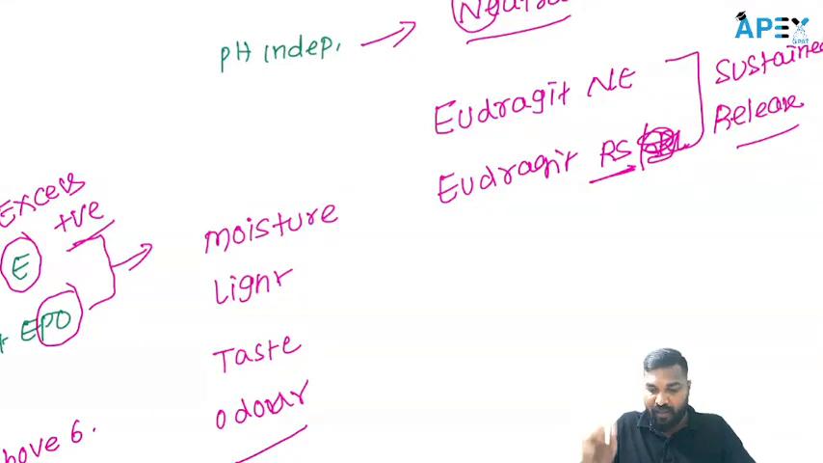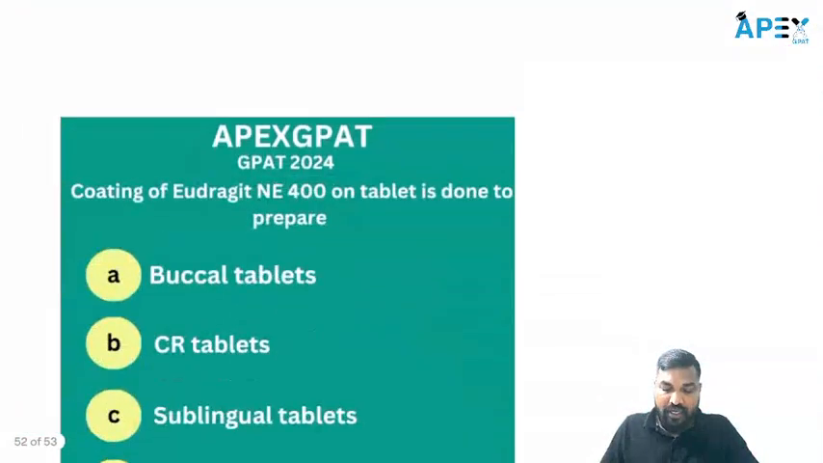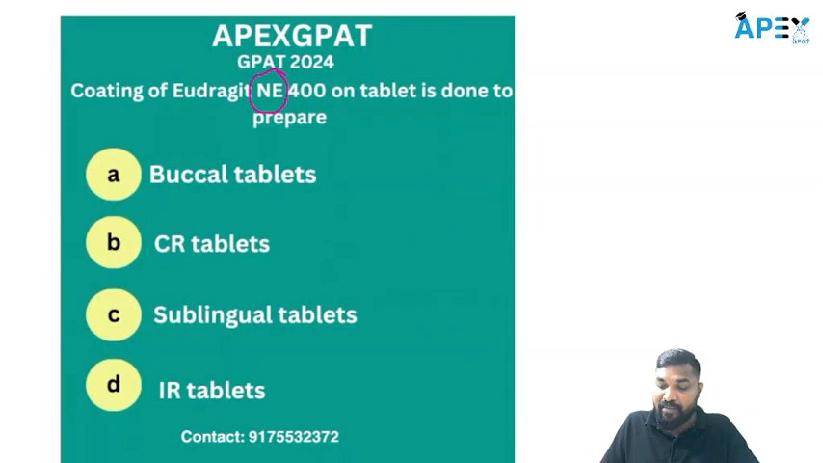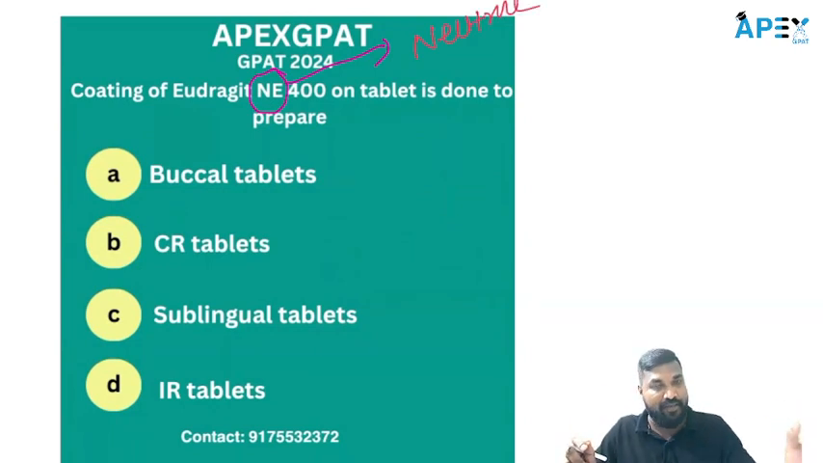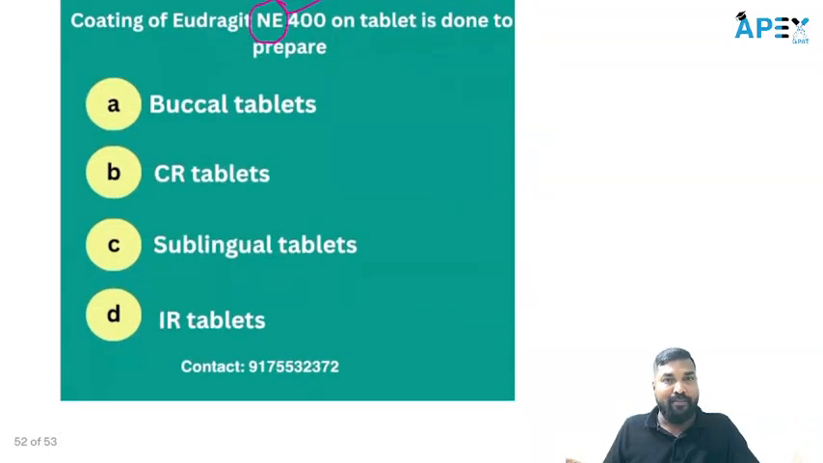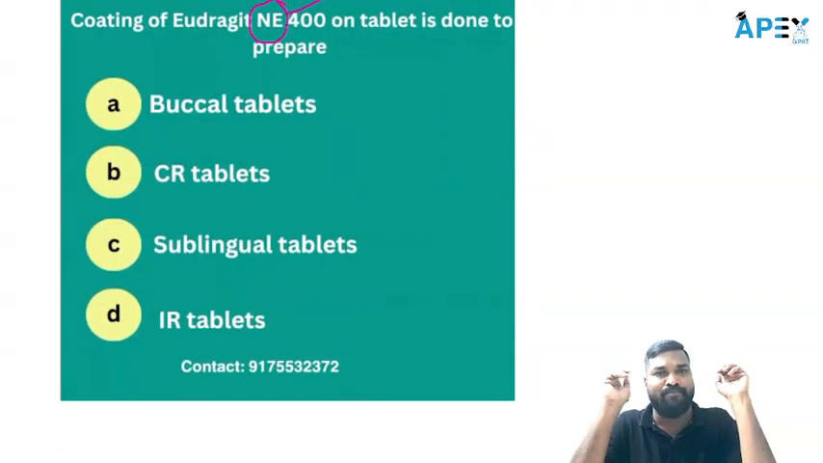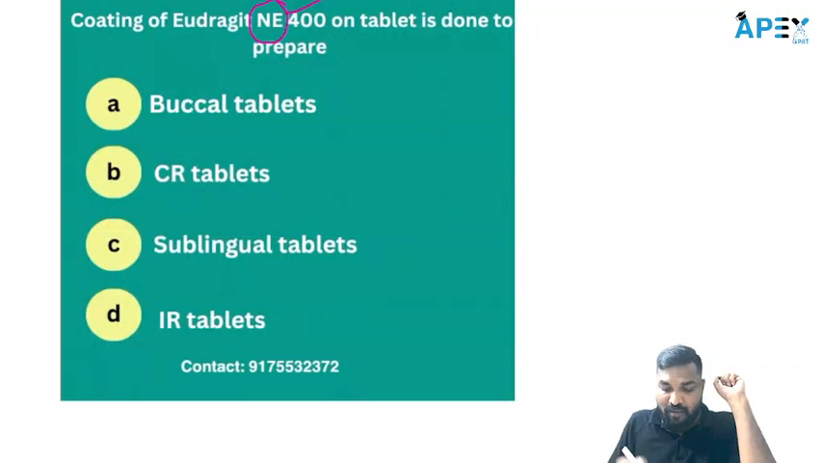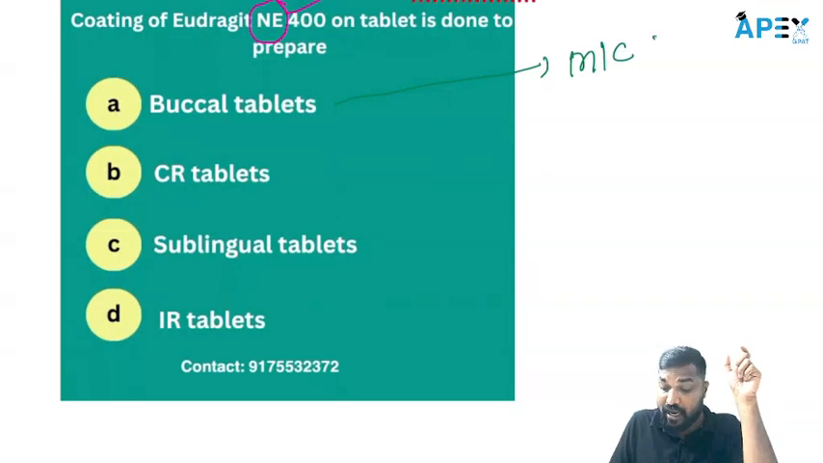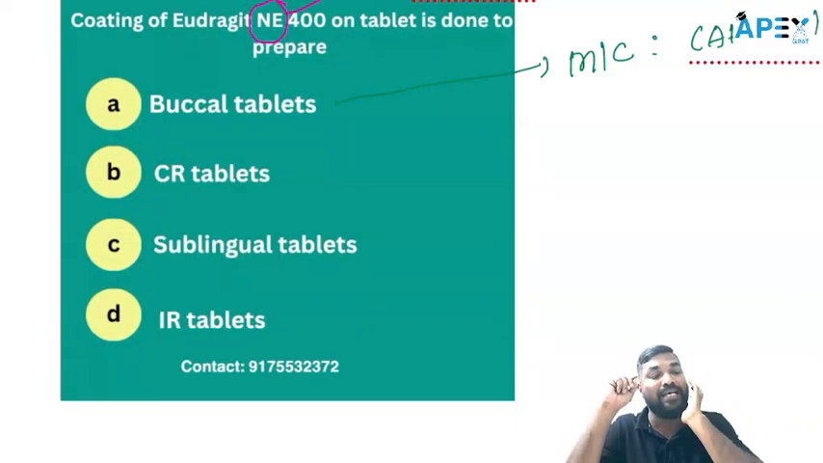It is very simple. Now, what is the question? In the question, Eudragit NE. NE means what type of polymer? Neutral polymer. Is it for buccal tablets? No, not buccal tablets. For buccal tablets, we want to attach the tablet to the buccal mucosa. For that purpose, we use the most common agent, carbopol. Carbopol is the bioadhesive agent to keep the tablet attached to the buccal.